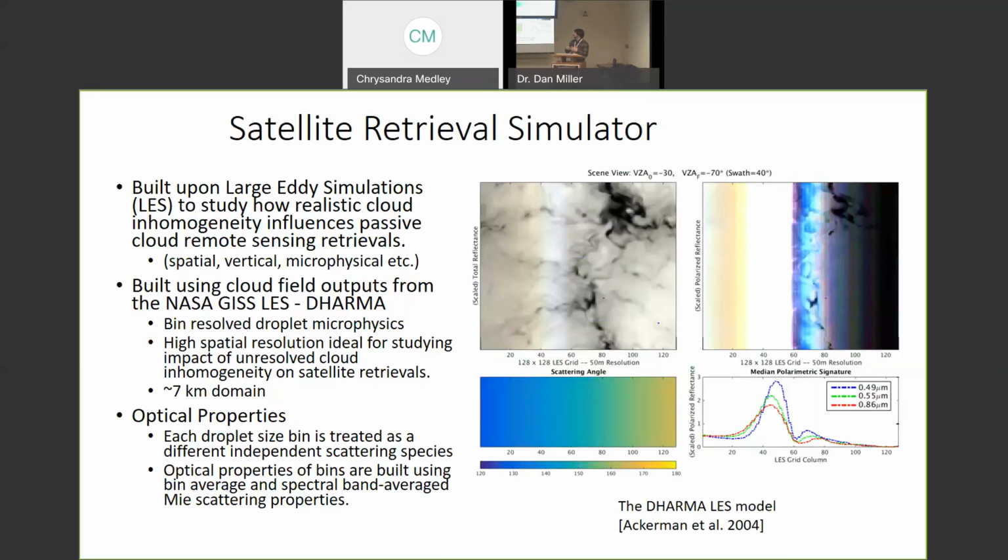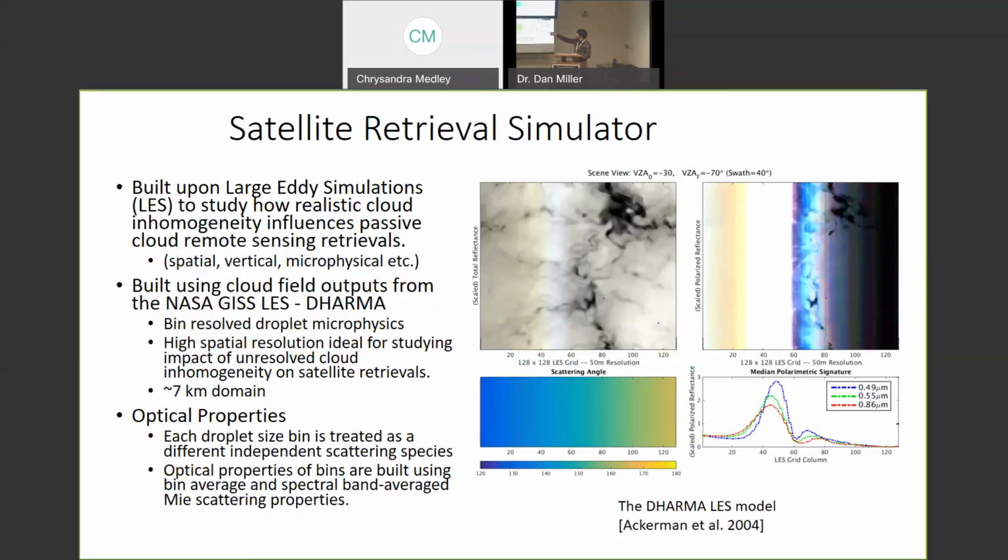And most notably, the LES has bin microphysics. It's not doing a 2-moment or 1-moment scheme or anything like that. It's actually modeling the collisional coalescence processes and droplet growth processes on a 25 or more bin size scale. So it's capturing an element of inhomogeneity that we don't often have conversations about. And I'll get into that a little bit more later.